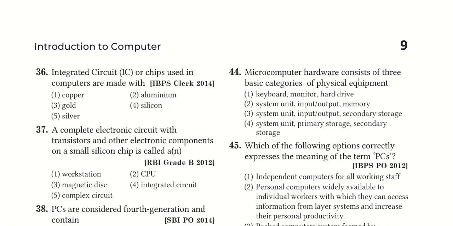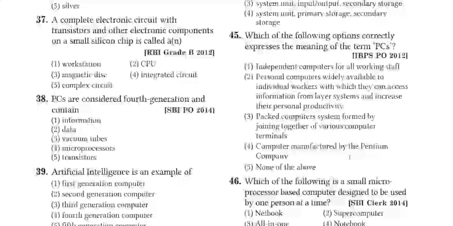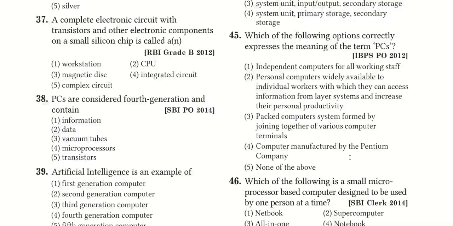Microcomputer hardware consists of three basic categories of physical components, that is, system unit, input, output, and memory. Which of the following options correctly express the meaning of the term PC? The correct meaning of the term PC is that personal computers are widely available to individual workers with which they can access information from layered systems and increase their personal productivity.